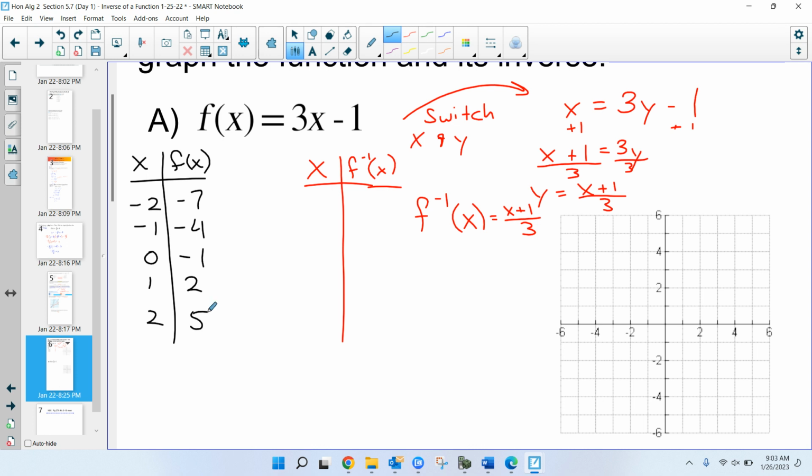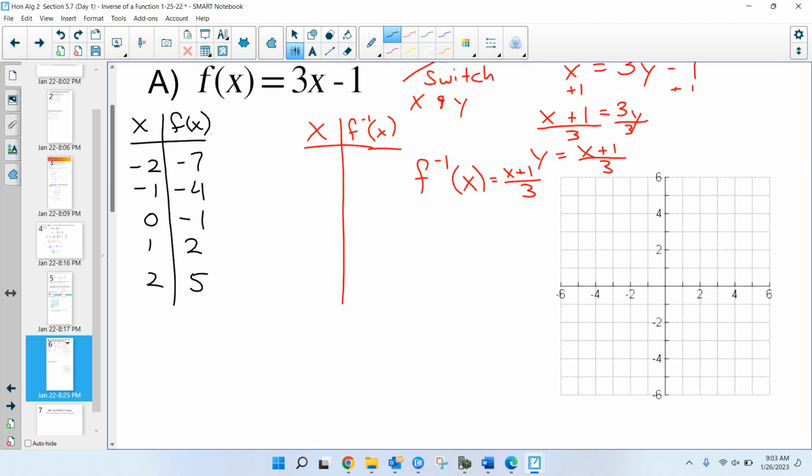Let's go ahead and graph those. All right, -2, -7. It's off the page a little bit. -1, -4. 0, -1. 2, 5.